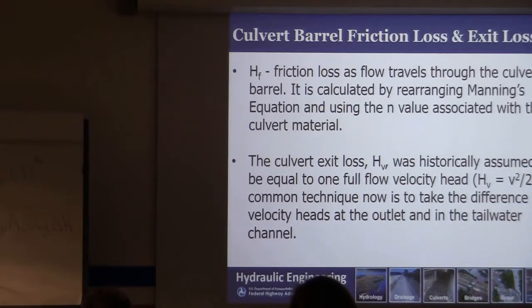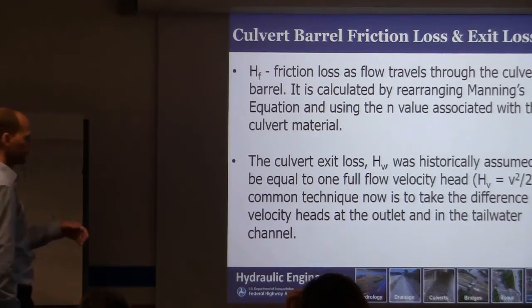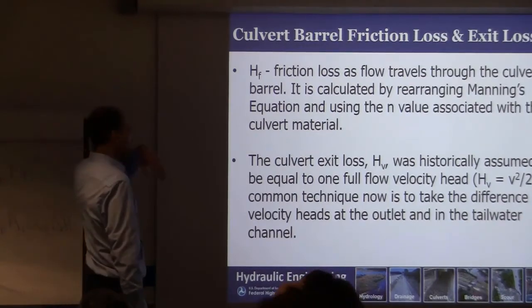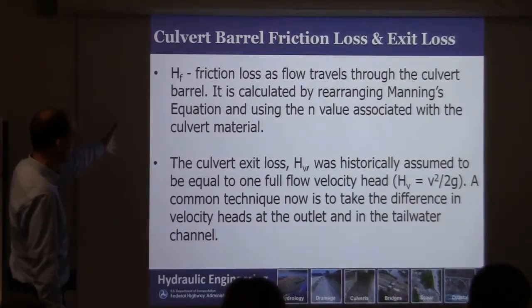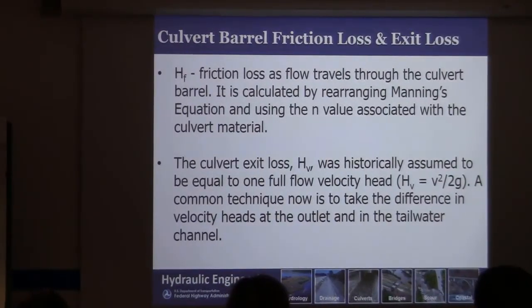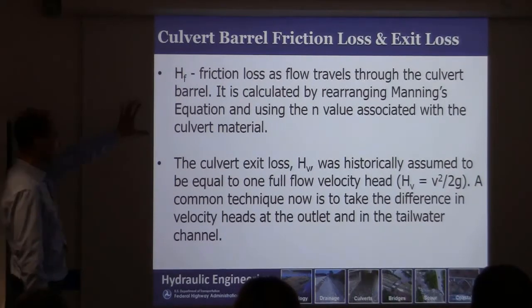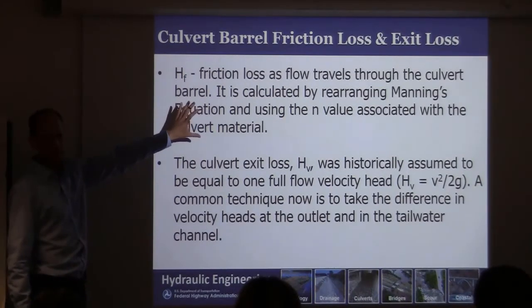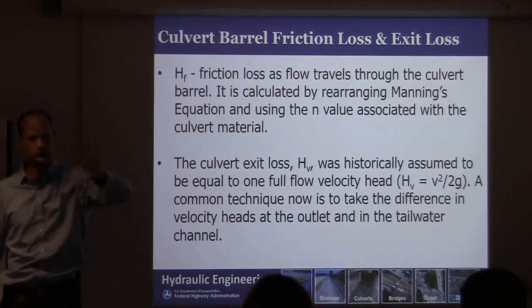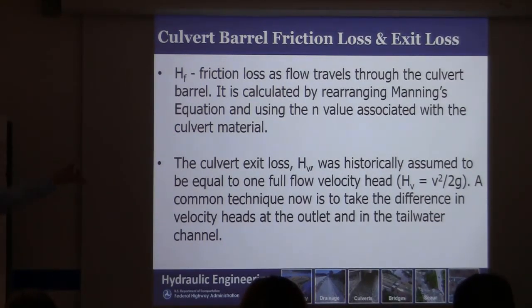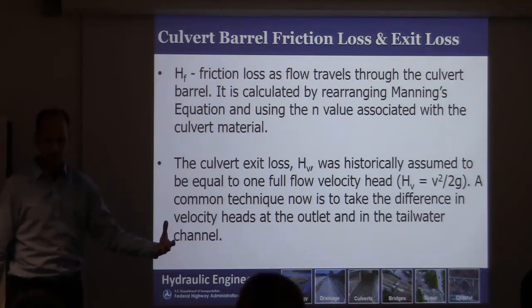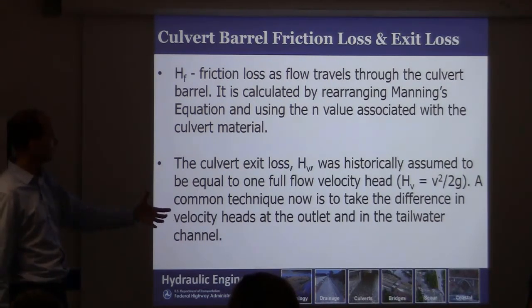Culvert barrel friction loss actually is a rearrangement of Manning's equation. There's friction loss as it goes through the barrel, and you could calculate that by looking at Manning's equation. However, the nomographs have that built in, so it's not something additional that you need to calculate. HY-8 does it automatically as well, so it's not something that we do by hand.